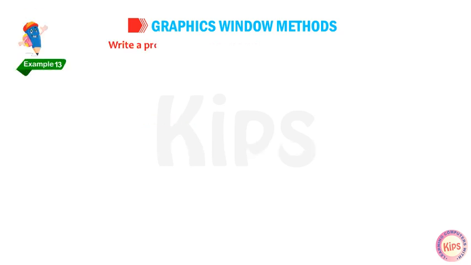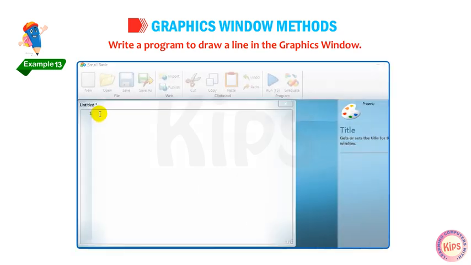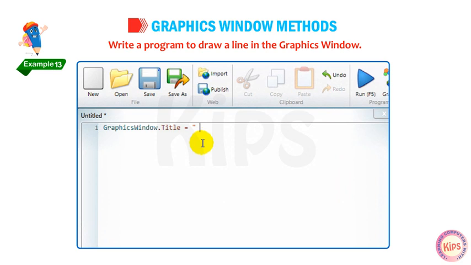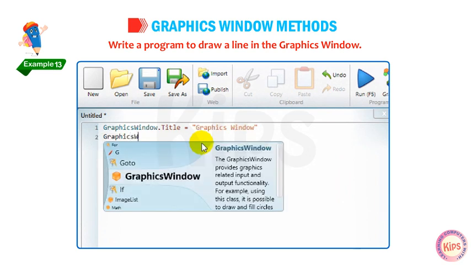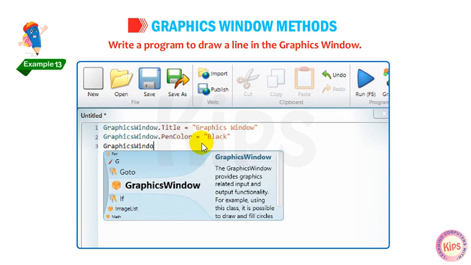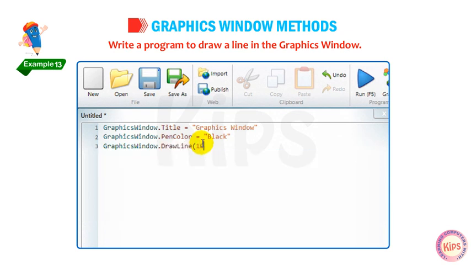Example: write a program to draw a line in the graphics window. GraphicsWindow.Title = "Graphics Window". GraphicsWindow.PenColor = "Black". GraphicsWindow.DrawLine(10, 200, 250, 200).